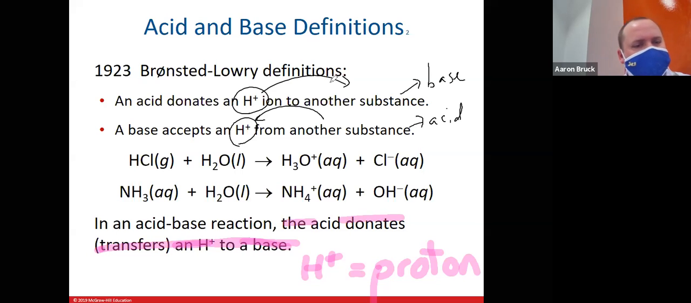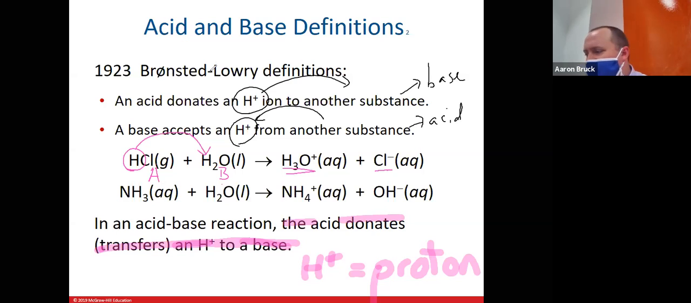So under these definitions, we now can examine acid-base theory under that kind of idea. The H plus goes from HCl to water to make the hydronium ion and the chloride ion. In this situation, hydrogen chloride was acting as an acid, water was acting as a base. And it resulted in two other substances, the hydronium ion and the chloride ion.